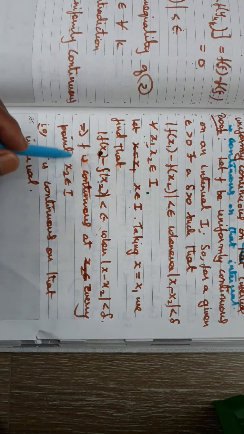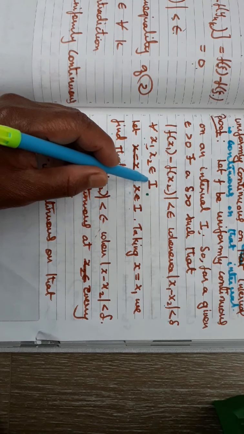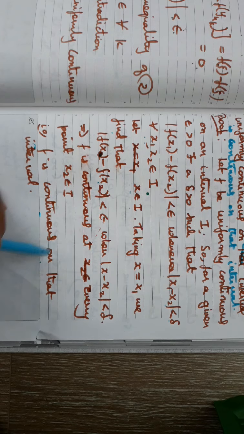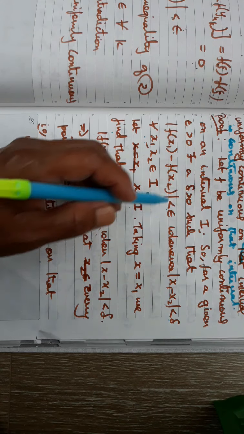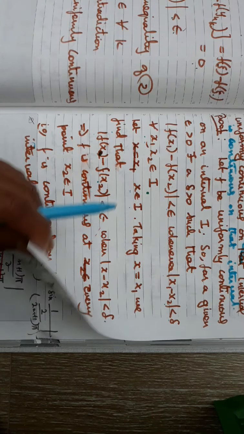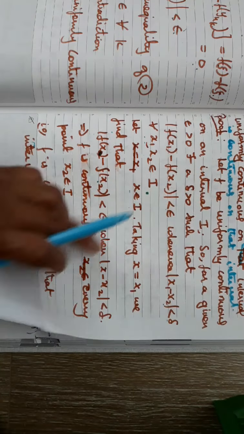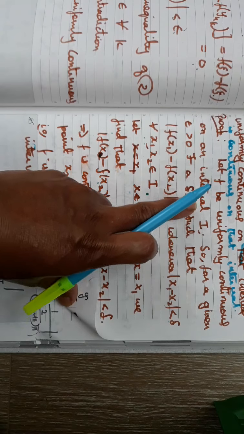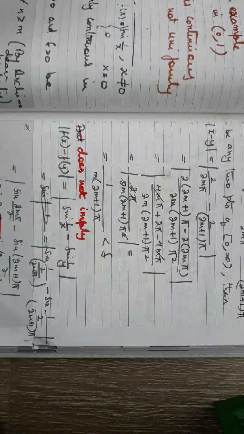Because this is true for x2 being any arbitrary point of I, this implies that f is continuous on the interval I. Thus we have shown here that if a function f is uniformly continuous, it always implies that it is continuous on that interval, whereas the converse need not be true.